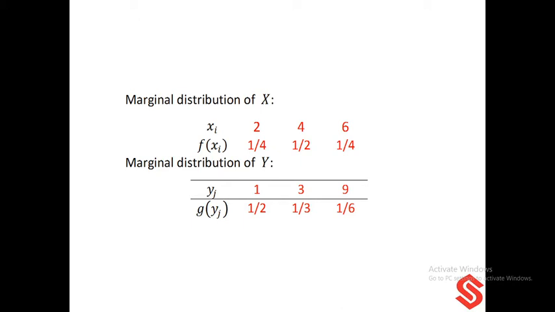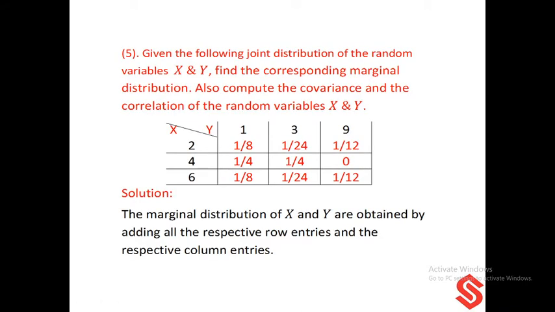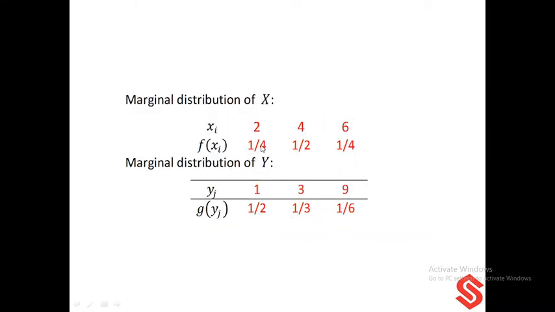Marginal distribution of x, xi and f of xi. Here when x is 2, x1 is 2, f of x1 is 1 by 4. So how do you get f of x1 here? By adding the values. x1 is 2 here, then f of x1 is obtained by adding these three values, 1 by 8 plus 1 by 24 plus 1 by 12, that is 1 by 4.